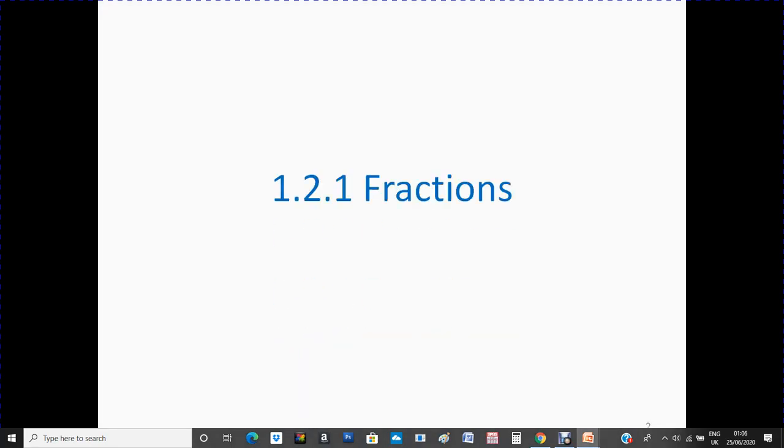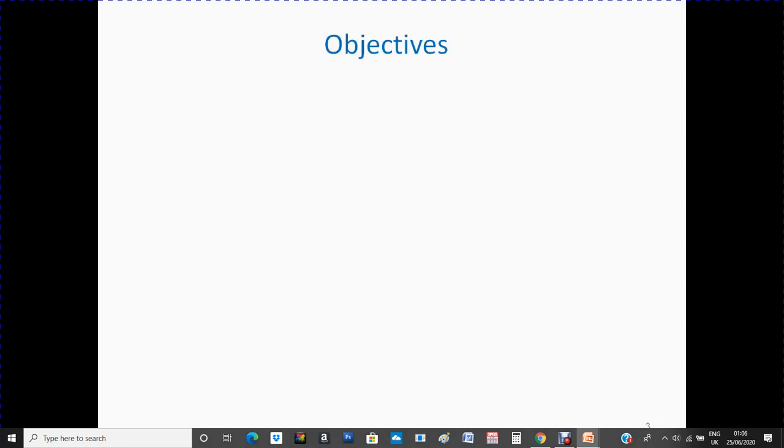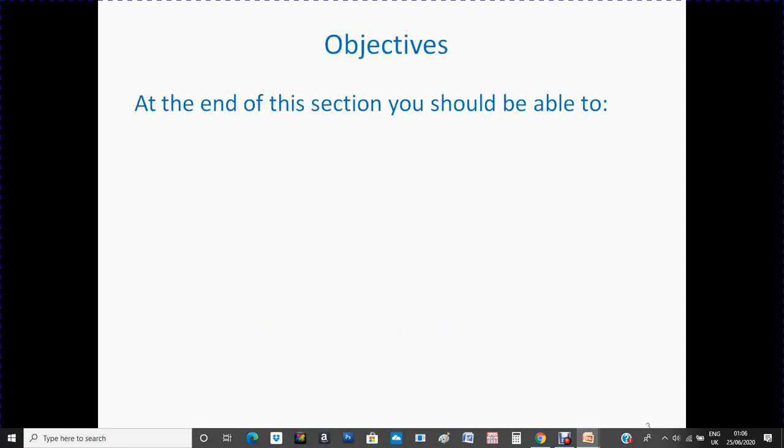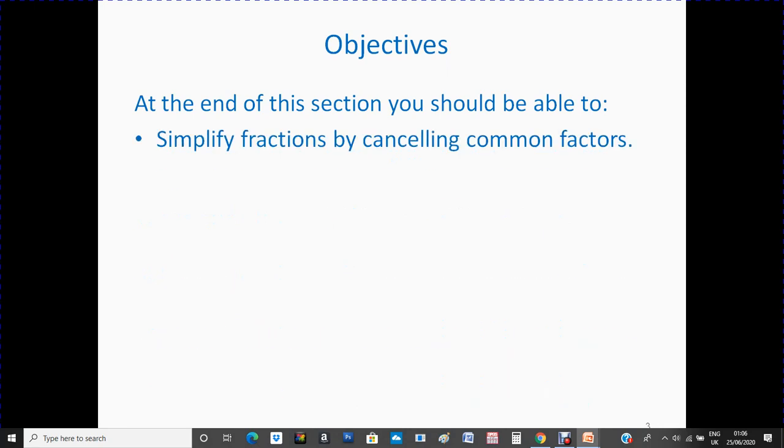Our lesson for today is about fractions. Let's go and read the objectives for this session. At the end of this session, you should be able to first simplify fractions by cancelling common factors from the denominator and numerator, subtract, add, multiply, and divide fractions.